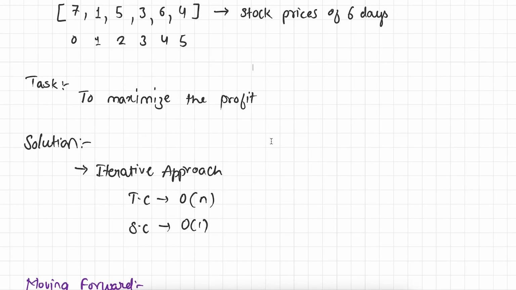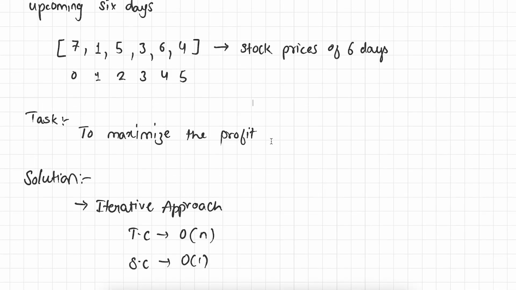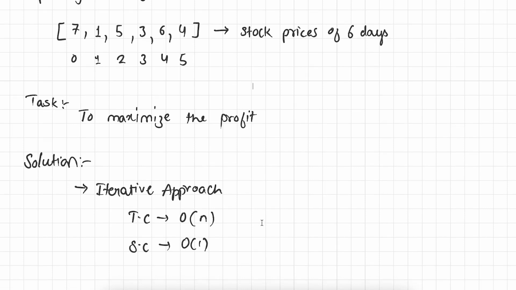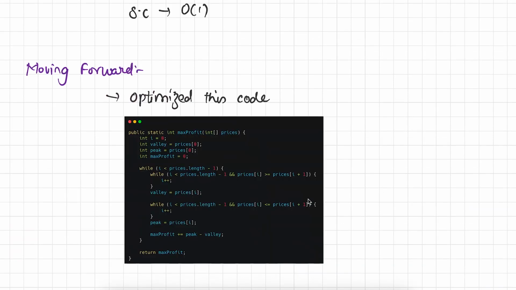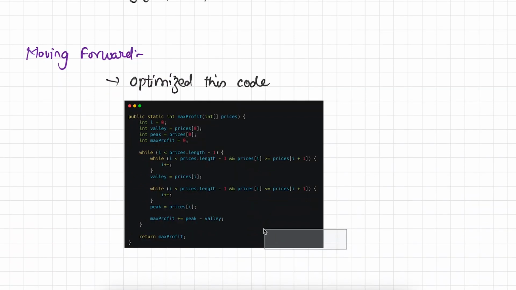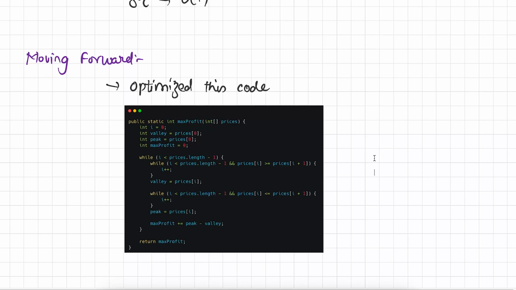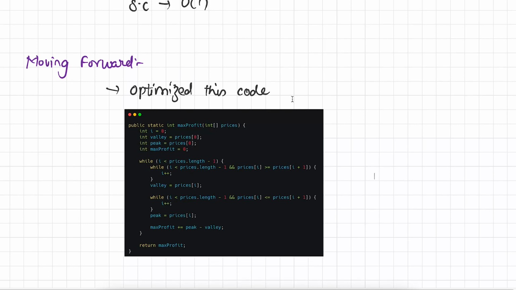Okay. So in the previous video, we saw the iterative approach to solve this problem, and we successfully solved it in O(n) time complexity and O(1) space complexity. Moving forward, what is the agenda of this video then? As you can see, this is the code we wrote in the previous video to solve this problem, and this code looks pretty lengthy. So in this video, we are going to optimize this code using some other approach, and we will make this code shorter and more elegant.